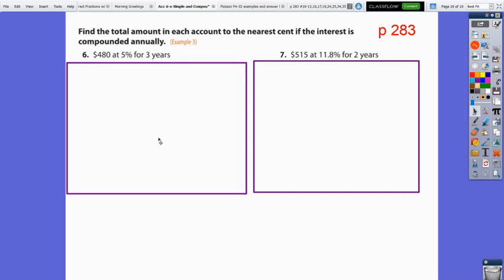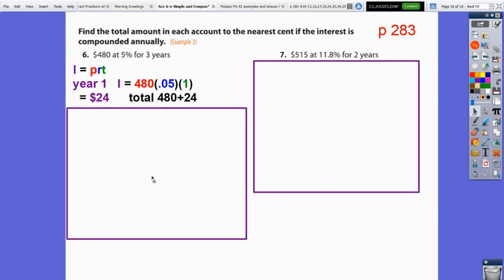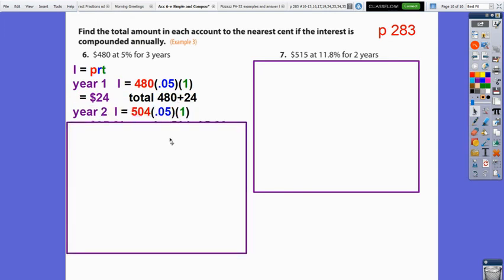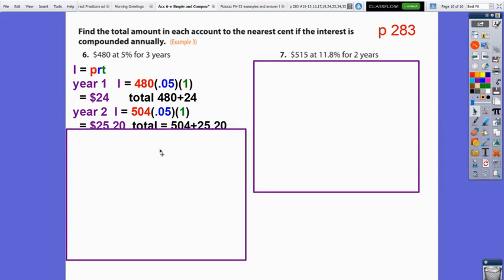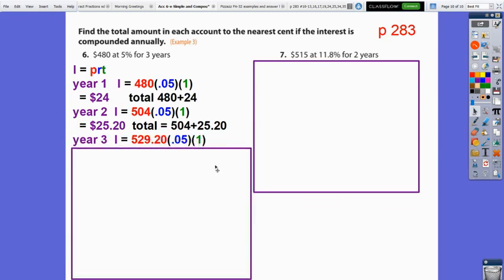So first year, $480 at 5%, a total of $24 in interest for the first year. So add that on. At the beginning of the second year, you now have $504 as your new principal, 5% for 1 year again, because now this is just the second year of this account. So that amount of interest is $25.20. So add that to the starting $504, and now you have $529.20.